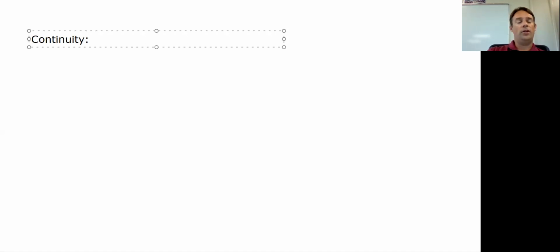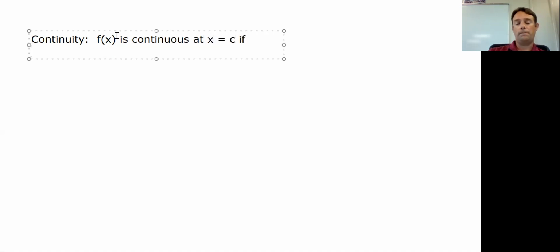So when is a graph continuous at a point? So let's say f of x is continuous at x equals c if 3 conditions are met. It takes 3 conditions. First condition, f of c has to be defined.